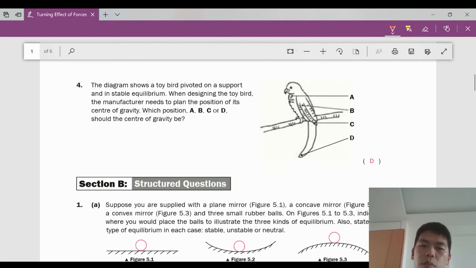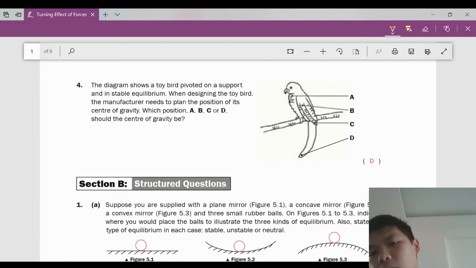Let's look at question 4. So question 4 here, there is a toy bird that is pivoted in stable equilibrium. They want to find the center of gravity. Which position A, B, C, D shows the center of gravity of the bird? So you want it to be stable, you want it to be in equilibrium. So if it's at A, if I were to push the bird, what will happen? Center of gravity will fall outside the base, the bird will turn this way, so that it will have an anti-clockwise movement. So A is definitely out.